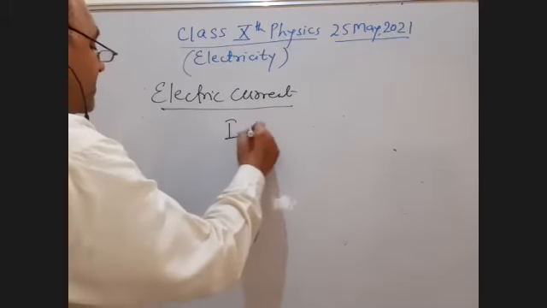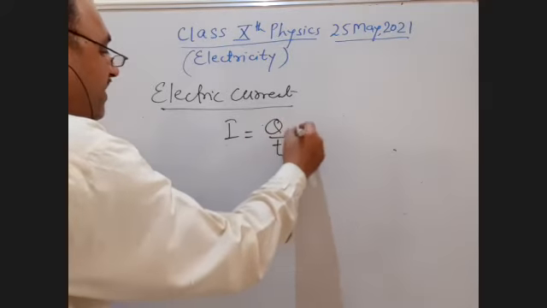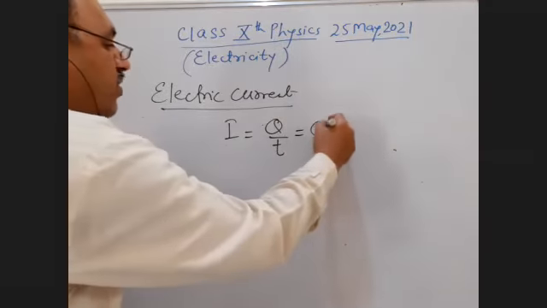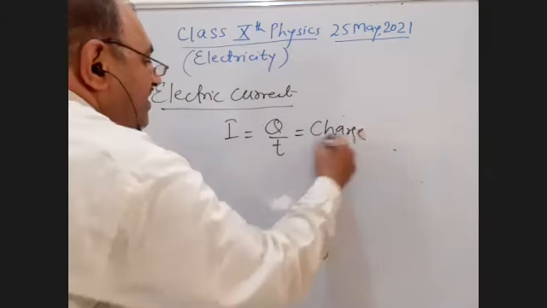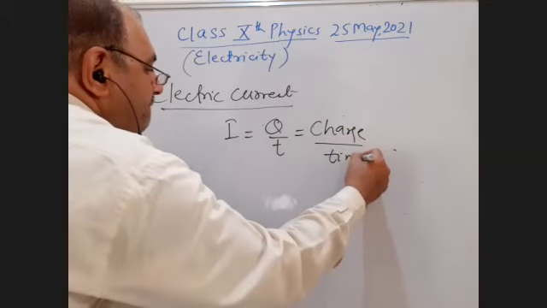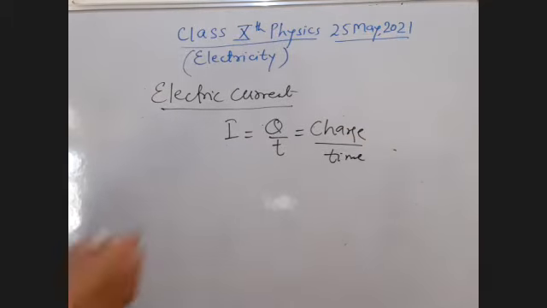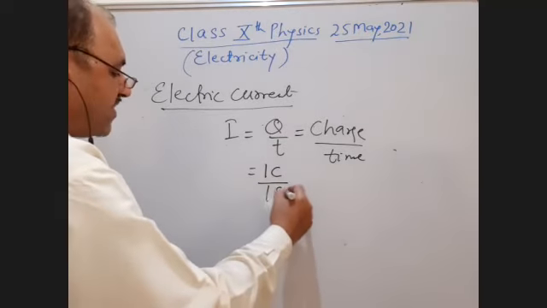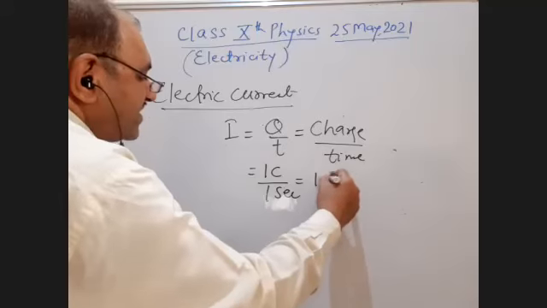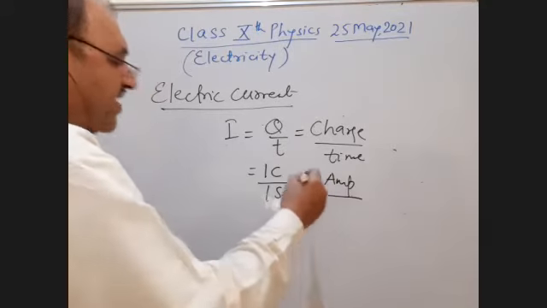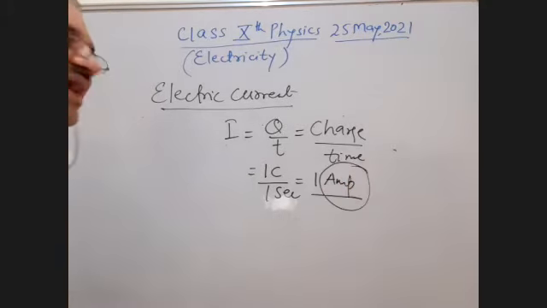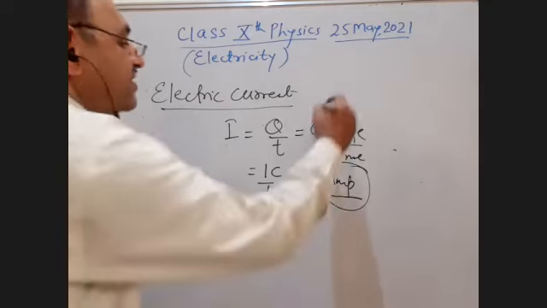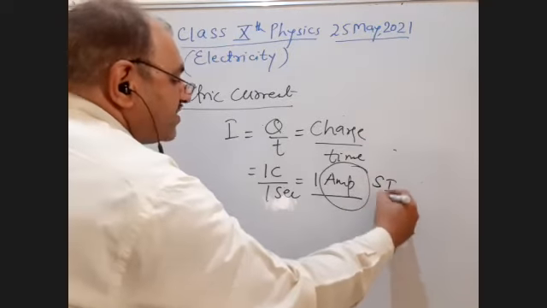Means I is equal to Q by T, where Q is the charge and T is time. Students, if the charge is 1 coulomb and the time is 1 second, then I can say the current is 1 ampere, and ampere is the SI unit of current.